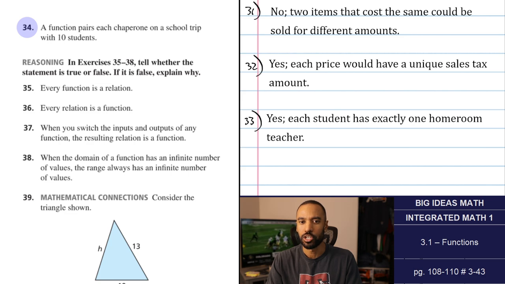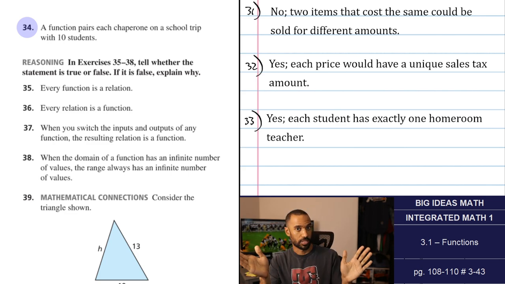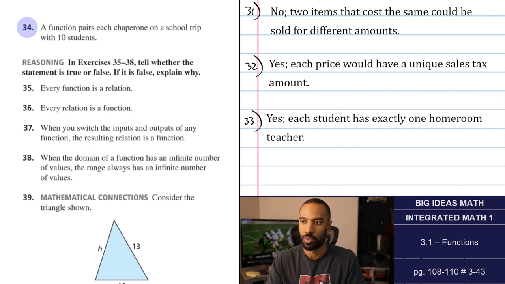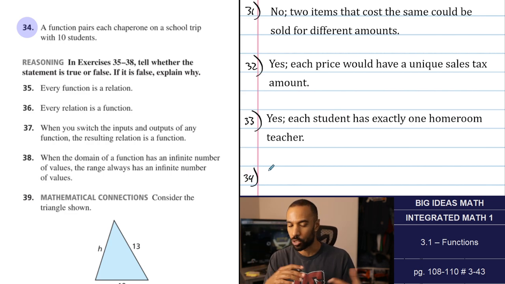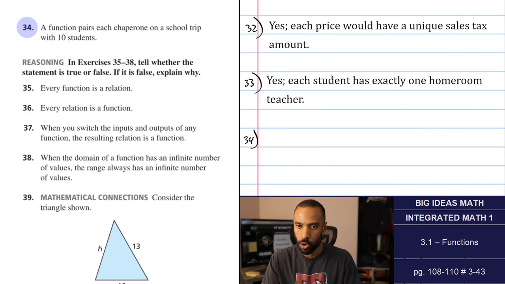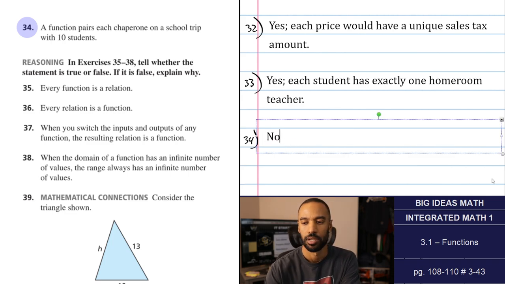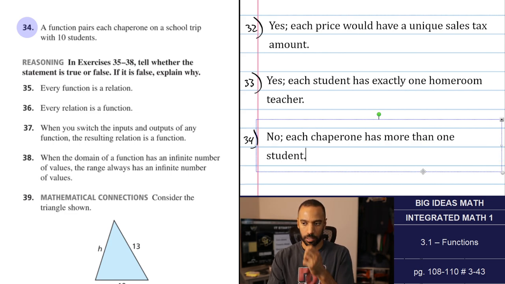Number 34, a function pairs each chaperone on a school trip with 10 students. See, this is the split way. This is the homeroom teacher with different students kind of thing. This is a no, that's not a function, because not each chaperone has exactly one student. Now, if it was the other way around, yes. But no, in this case, each chaperone has more than one student. Okay.